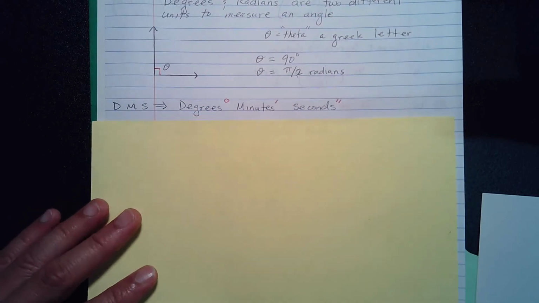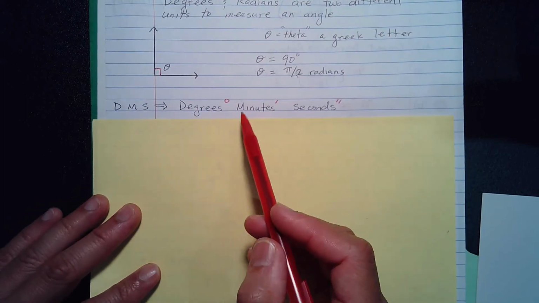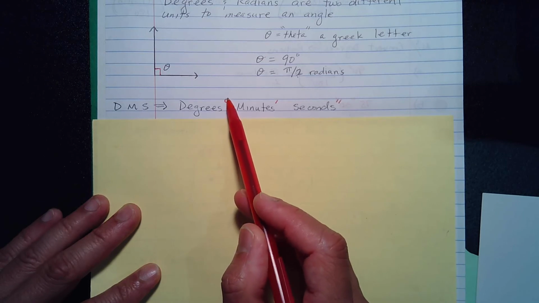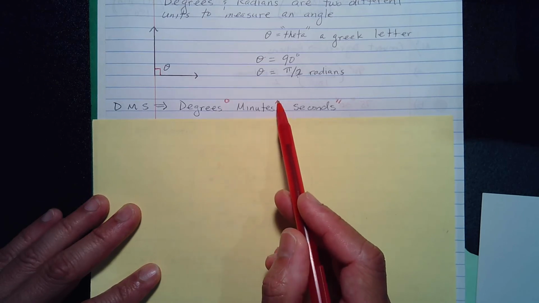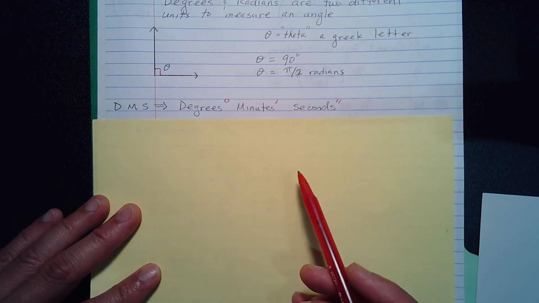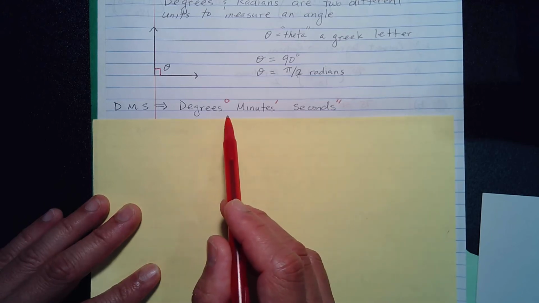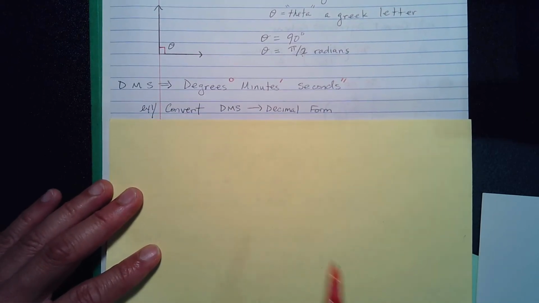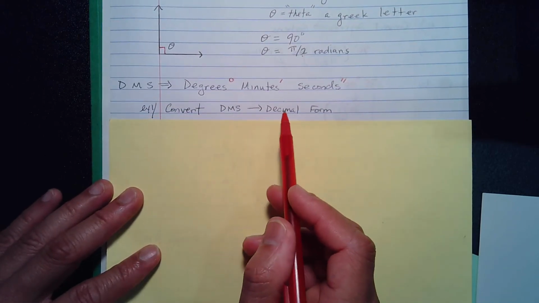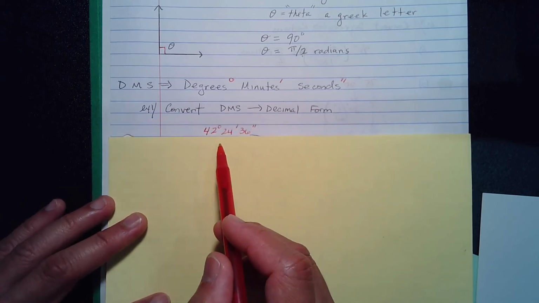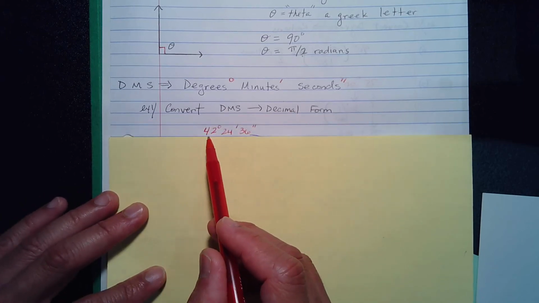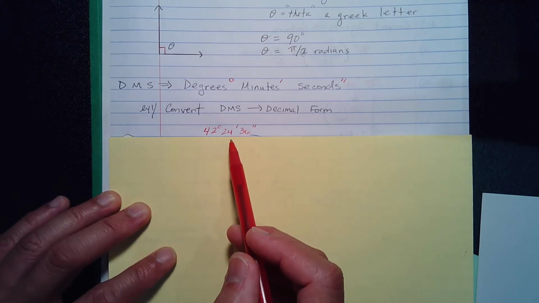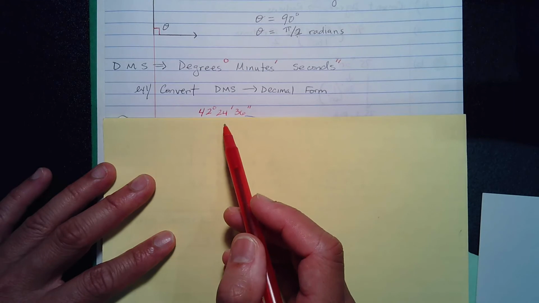In your homework, you're going to see DMS. DMS means degrees, with the little circle notation above the number, minutes, with one tick mark, and seconds, with two tick marks. So DMS means degrees, minutes, and seconds. In example 1, we're going to convert DMS to decimal form. So here is our DMS: 42 degrees, 24 minutes, 36 seconds. We're going to convert this to decimal form.